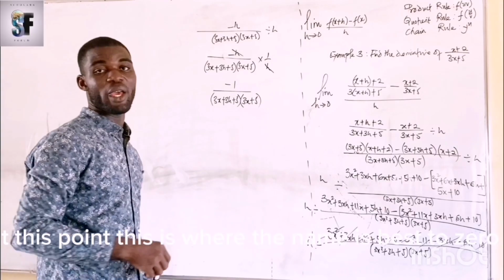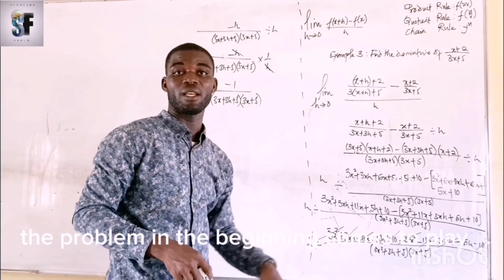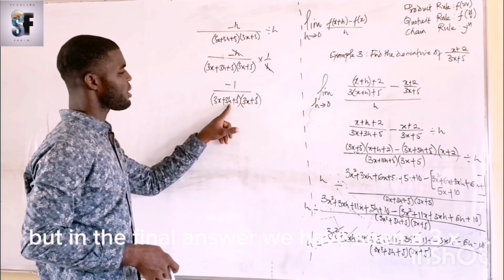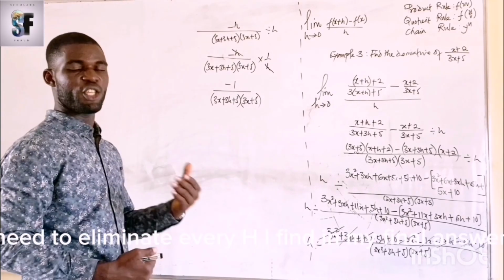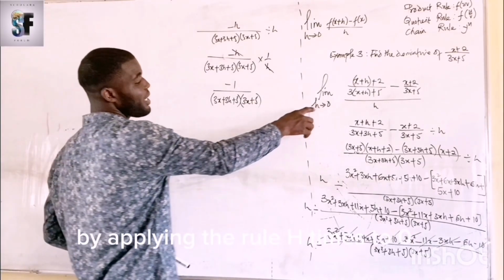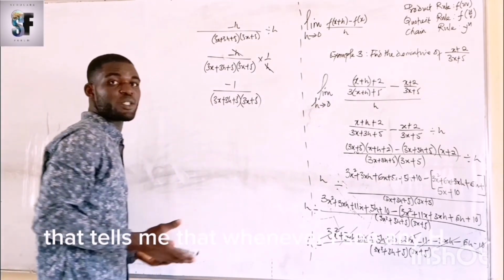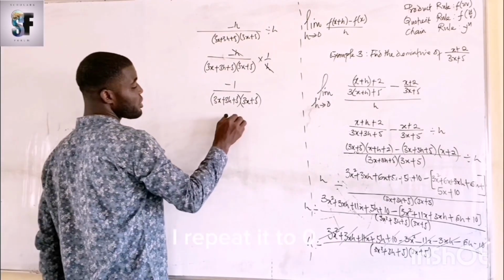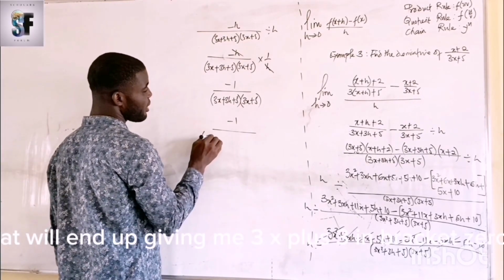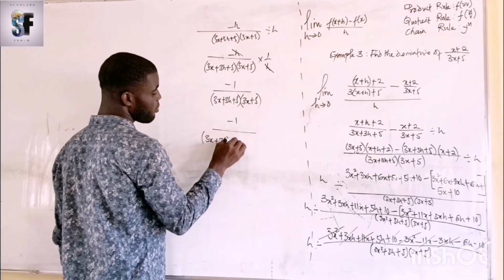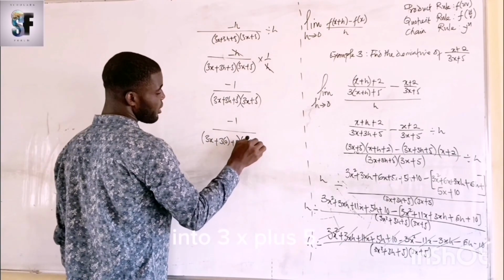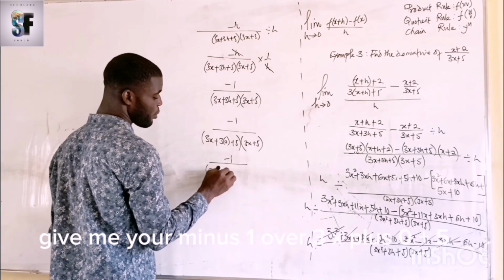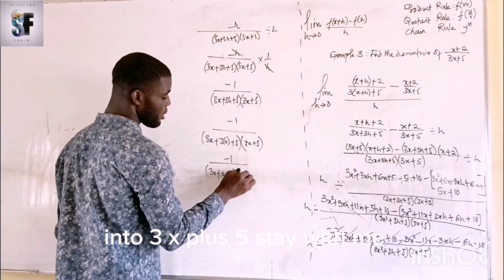At this point, this is where the limit h tends to 0 that we started with in the beginning comes to play. Because in the final answer, we are expecting something very simple, but in the final answer, we are seeing a 3h. So I need to eliminate every h I find in my final answer by applying the limit h tends to 0. That tells me that whenever I see any h, I should just tend it to 0. Okay, so if I see h, I limit it to 0. That will end up giving me 3x plus 3 in bracket 0 plus 5, okay, into 3x plus 5. Giving you minus 1 over 3x plus 0 plus 5 into 3x plus 5.